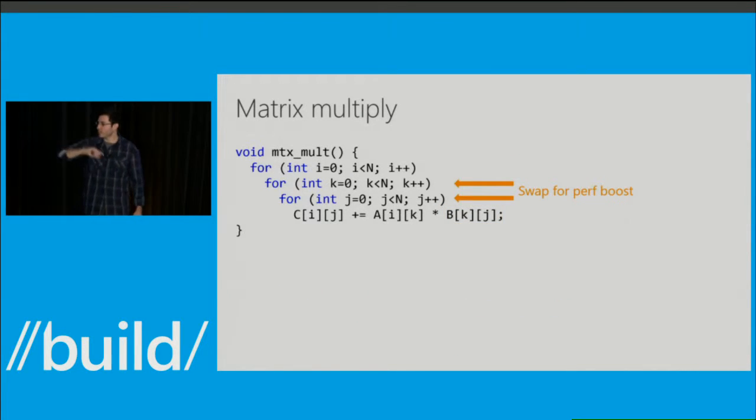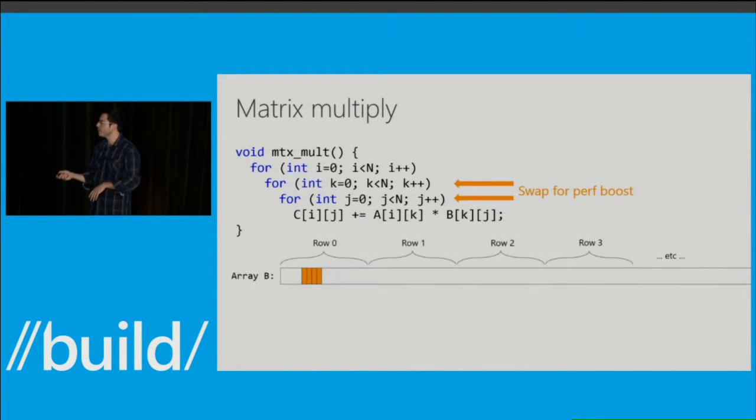So this code is awesome. I haven't changed anything about the innermost loop body. It's still C[i][j] plus equals blah, blah, blah. The only thing I changed here is I've swapped the k loop and the j loop. That's the only thing that I did. I haven't changed any data structures. I haven't changed any of the code in the innermost loop. It's just swapping those two loops right there.